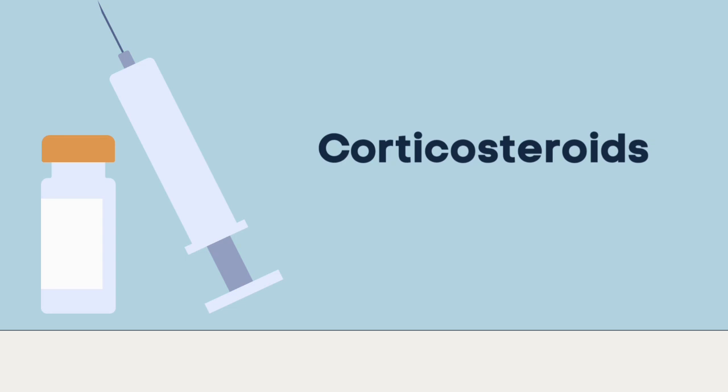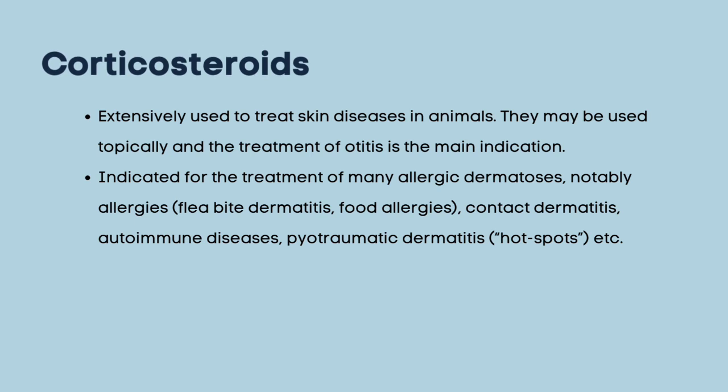So, another group of drugs that act on the skin and mucous membrane are the corticosteroids. The corticosteroids have been used extensively to treat skin diseases in animals, and this may be applied topically. The main indication is in the treatment of otitis or inflammation of the ear, but it is important that a suitable antibiotic is also included. Examples of corticosteroids include hydrocortisone, prednisolone, prednisone, methylprednisolone, flumethasone, dexamethasone, betamethasone, and more.